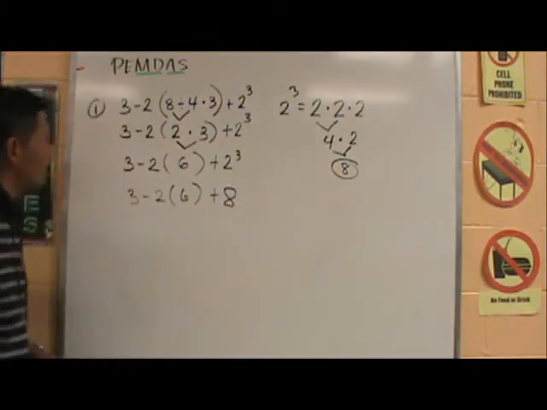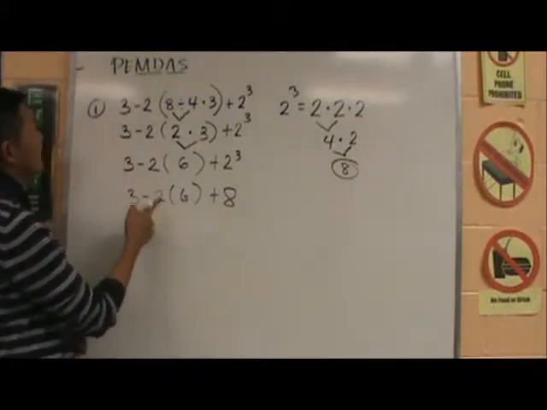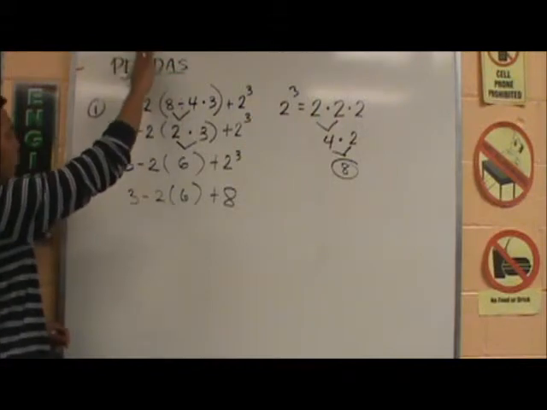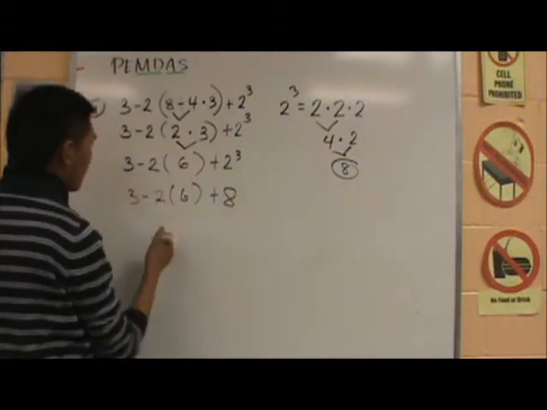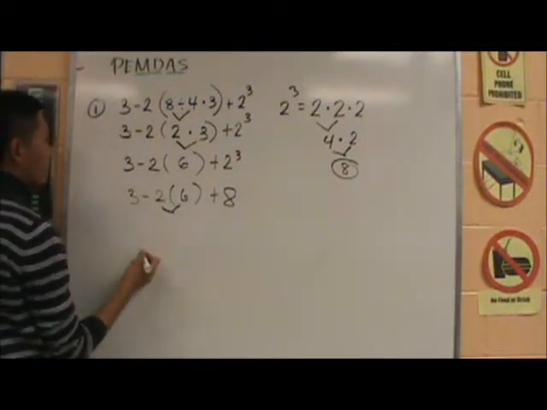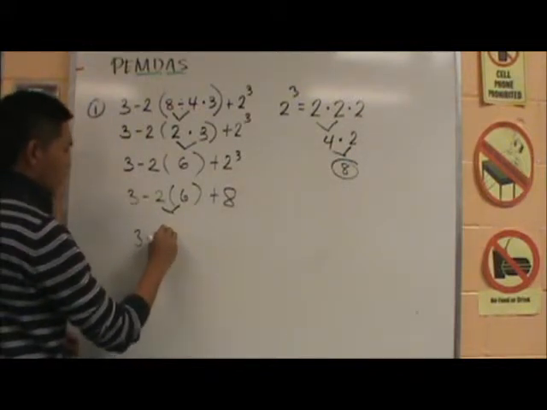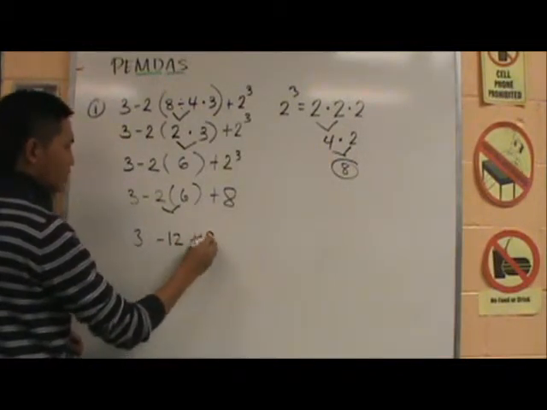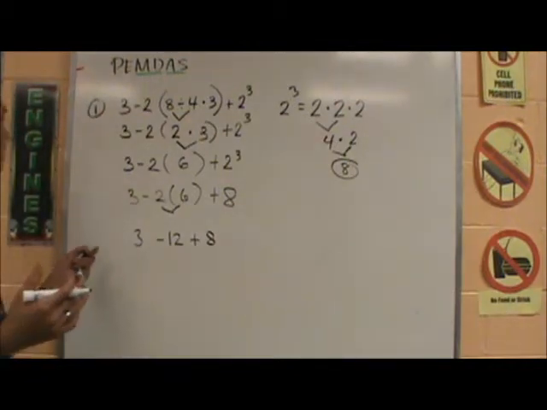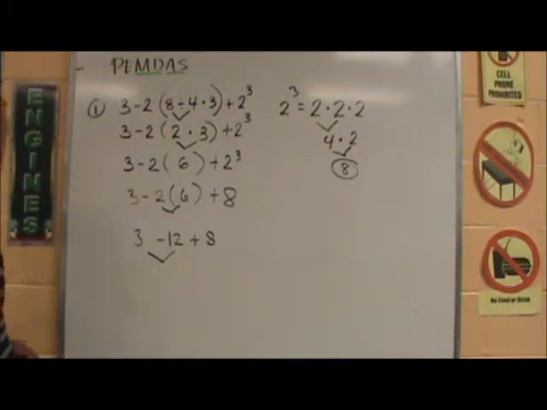So here is 8. Now, a lot of the students would do 3 minus 2 first. Again, you have to multiply or divide first before you add or subtract. So before we subtract or add, we have to solve this first. So now I have negative 2 times 6 is negative 12 plus 8. And then I can go ahead and solve this.